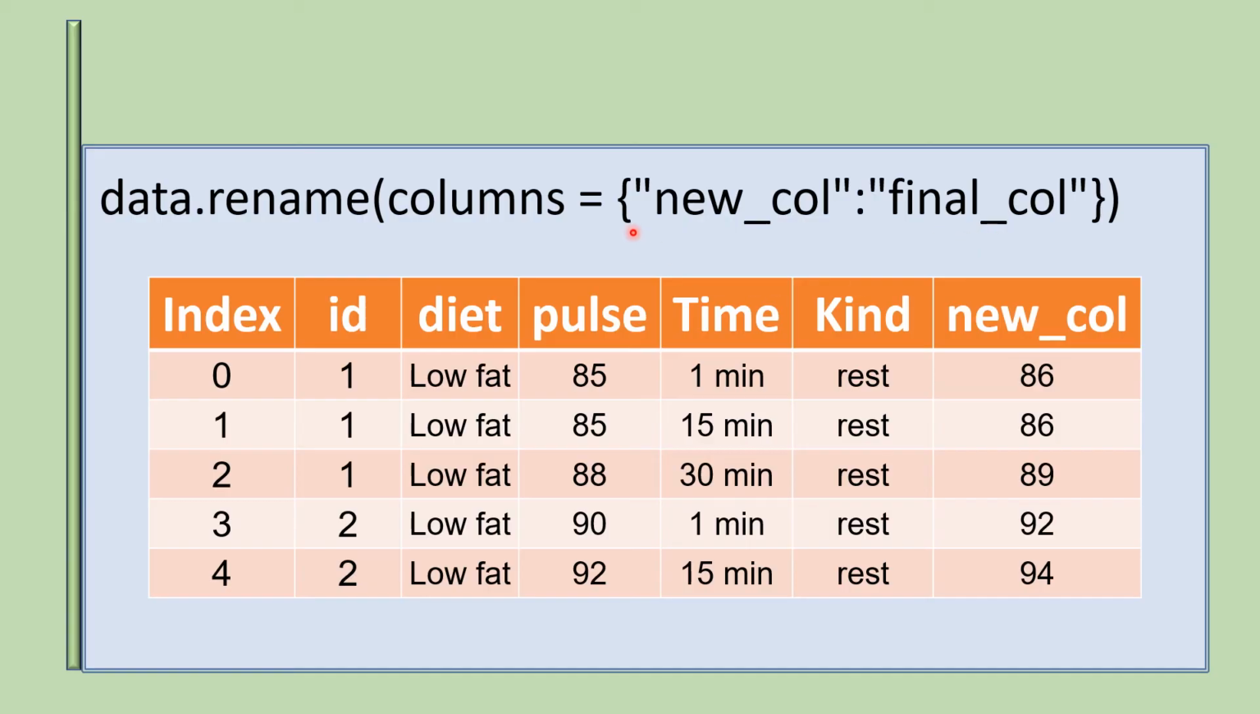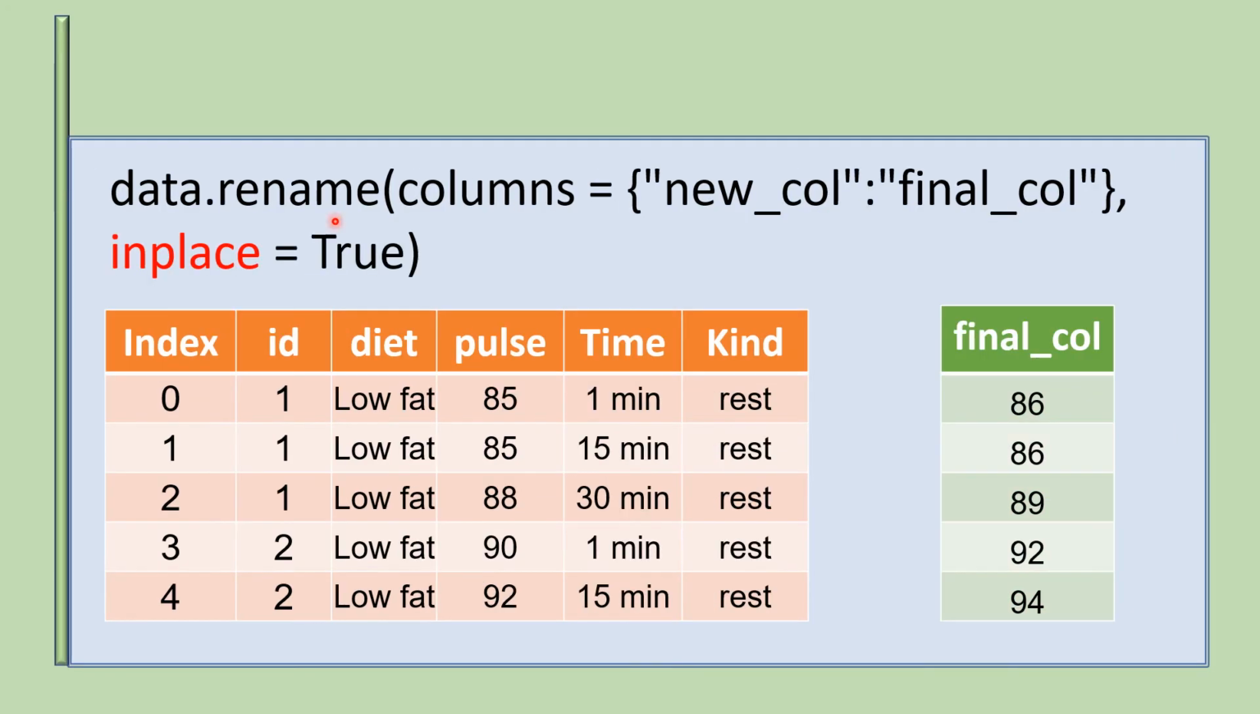Again, these curly brackets that we are seeing stand for a dictionary. Needless to say, it does not only exist for one column. If we want to rename more than one column, even that is doable. And once we have written this, ultimately we will be able to see that final underscore col is the new name. That is how this column is being represented.